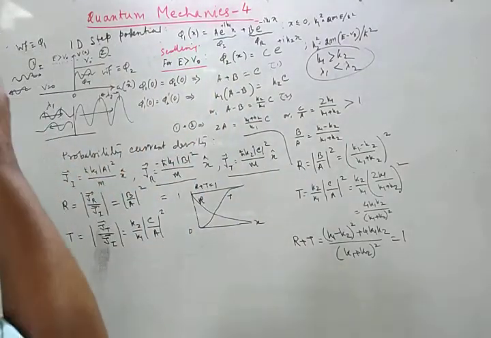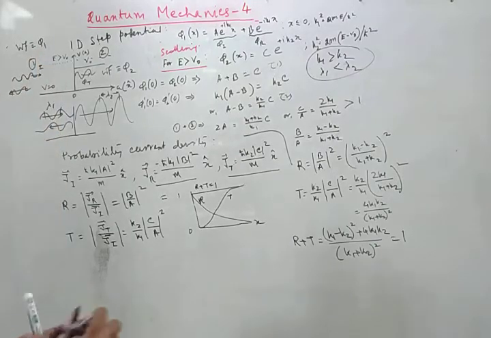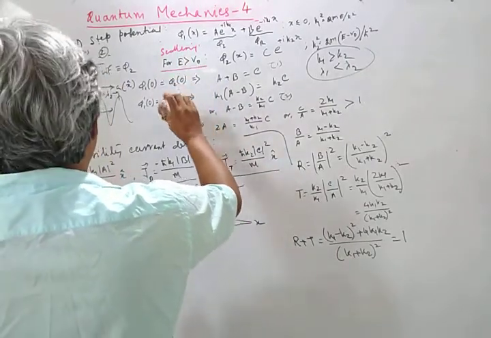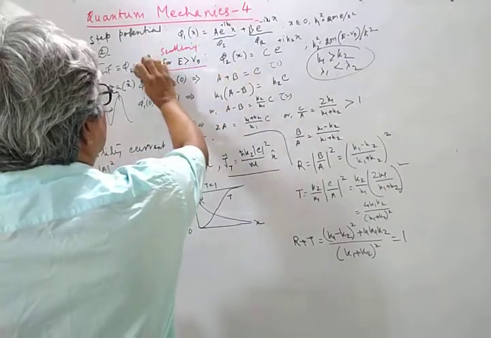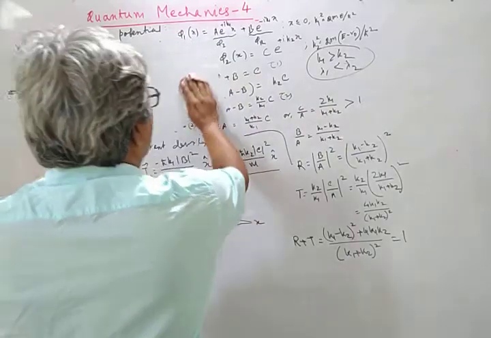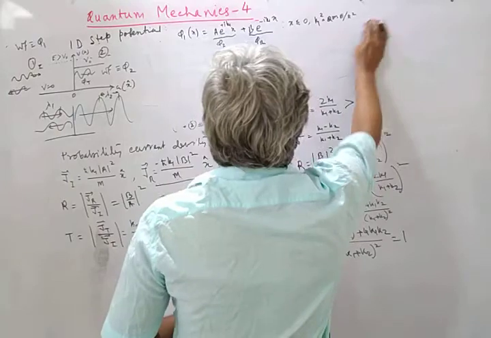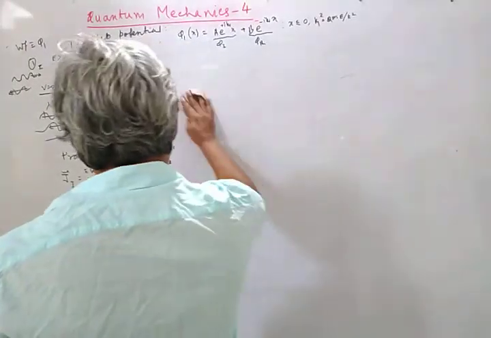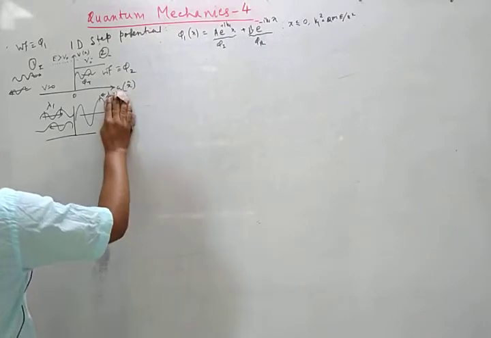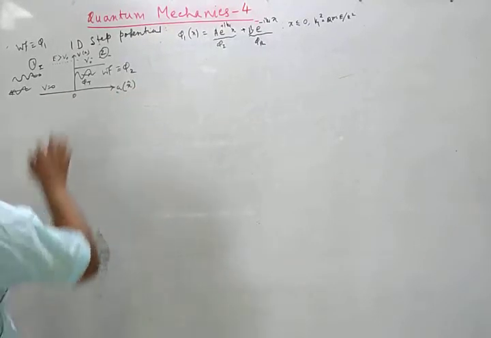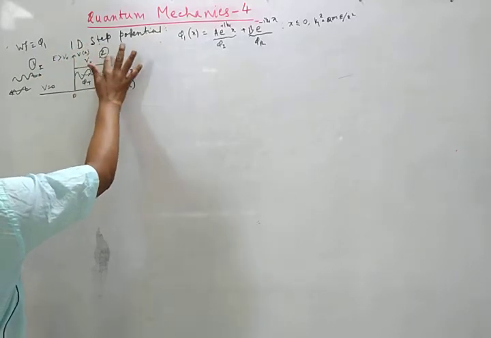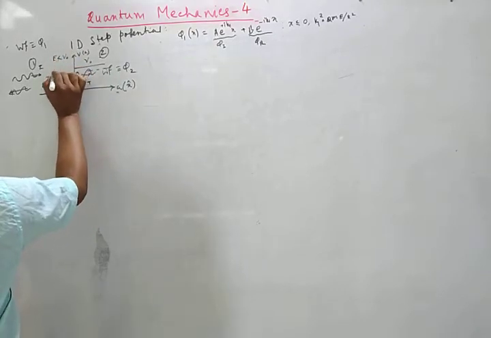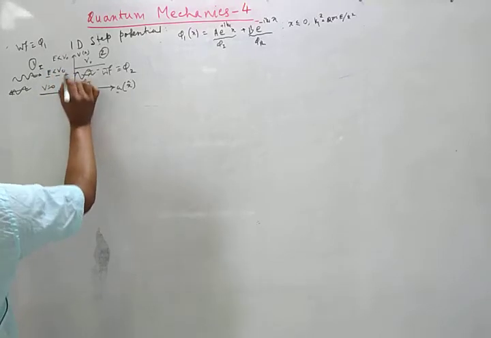Now let me come to the other situation, when E is less than V0. If we consider the second situation, E less than V0, the solution of the Schrodinger equation in region 1 will remain unchanged. Only the solution in region 2 will undergo a change, and let me see what happens. Here we consider the particle energy is less than V0. So this is the total energy of the particle, and we consider E less than V0. This is the V0 line.